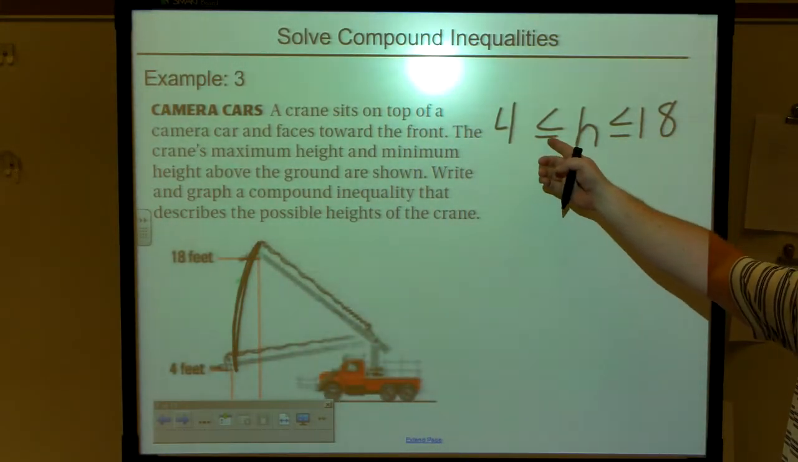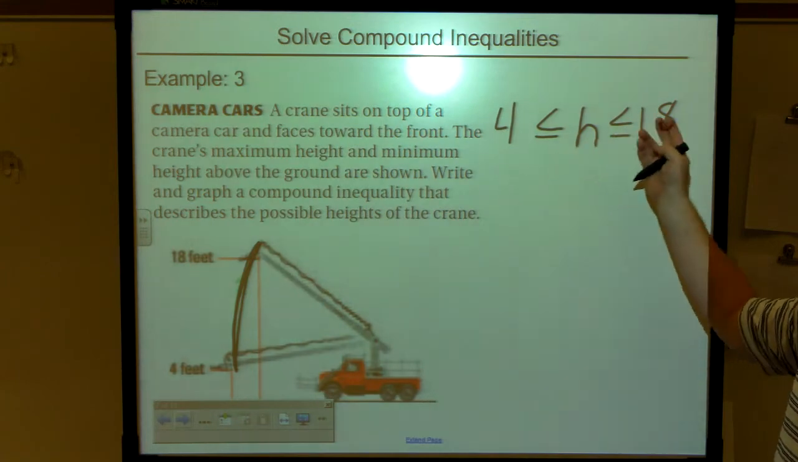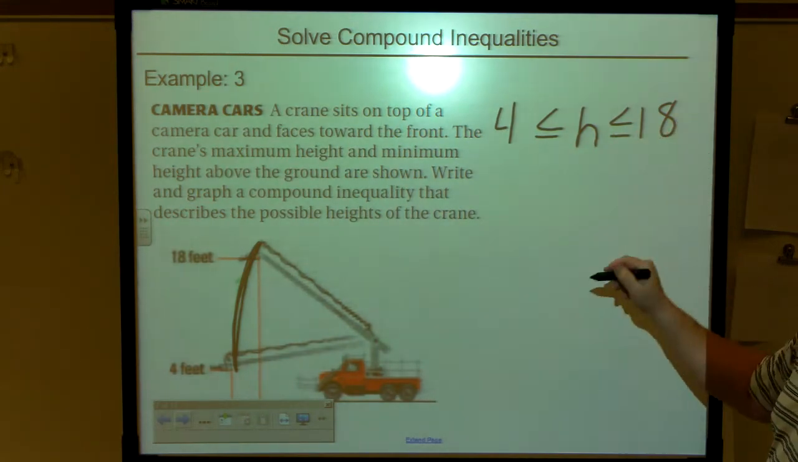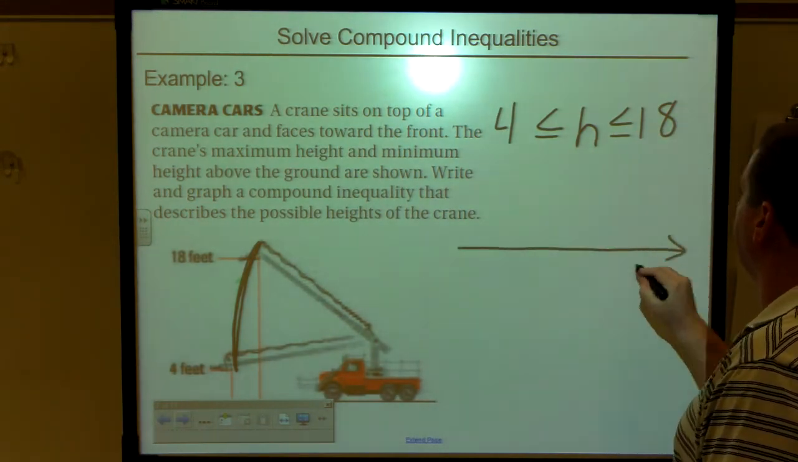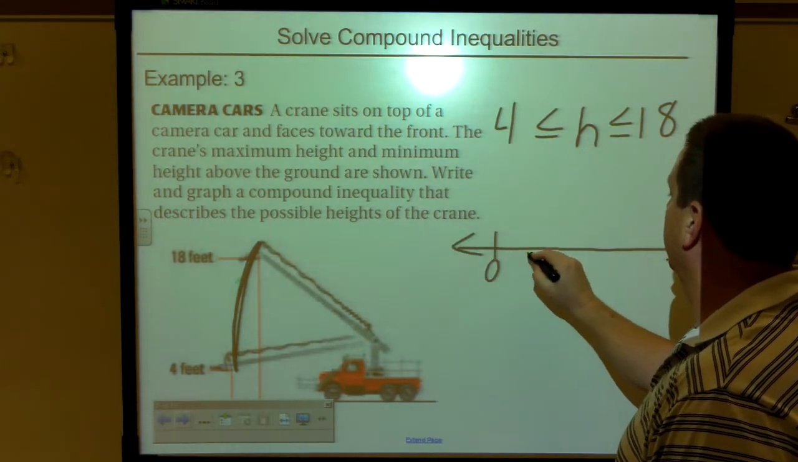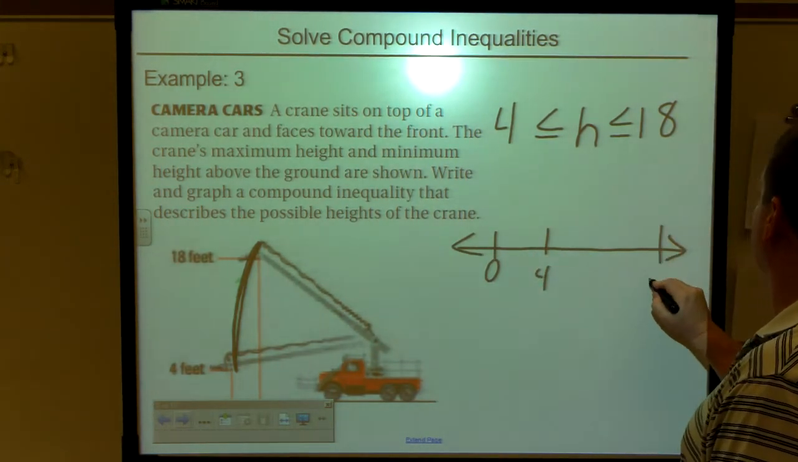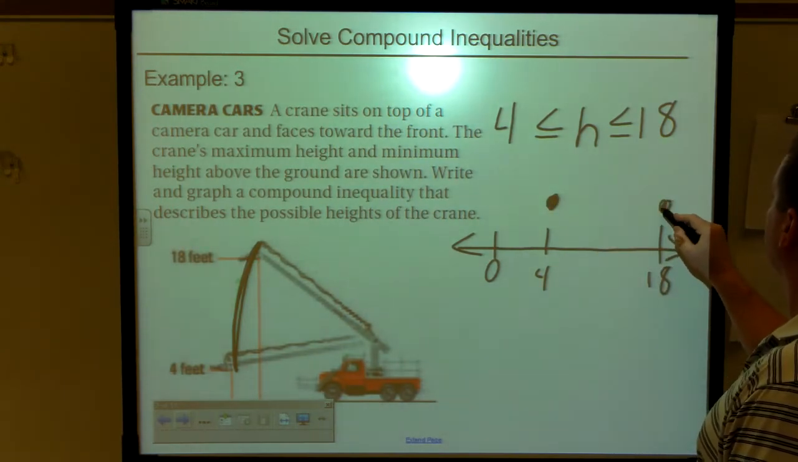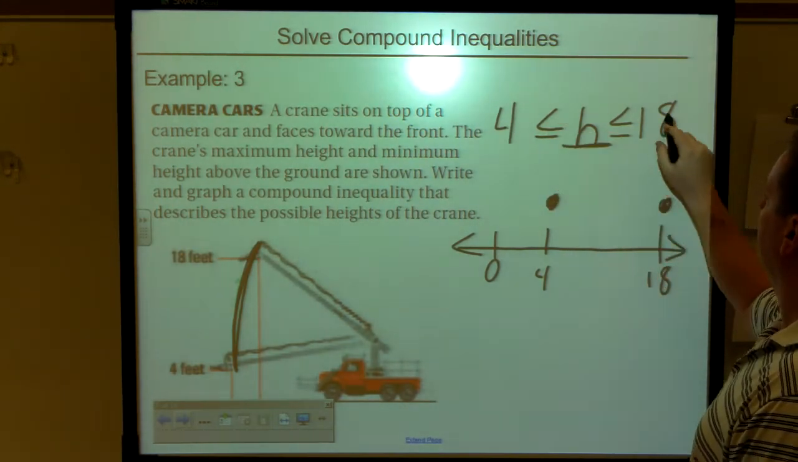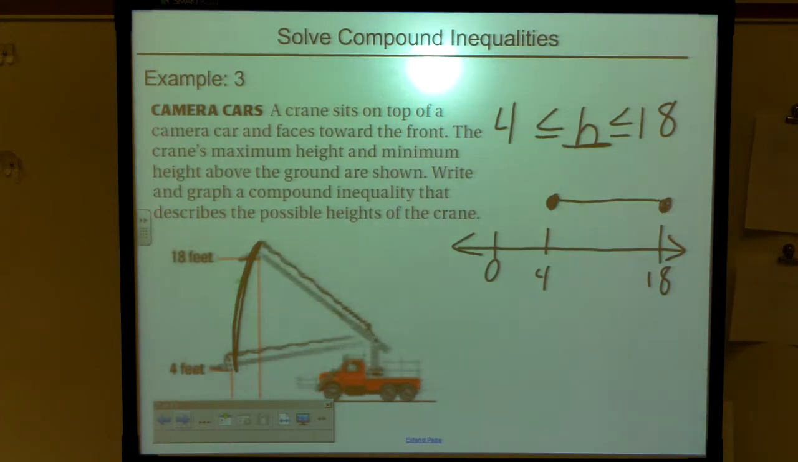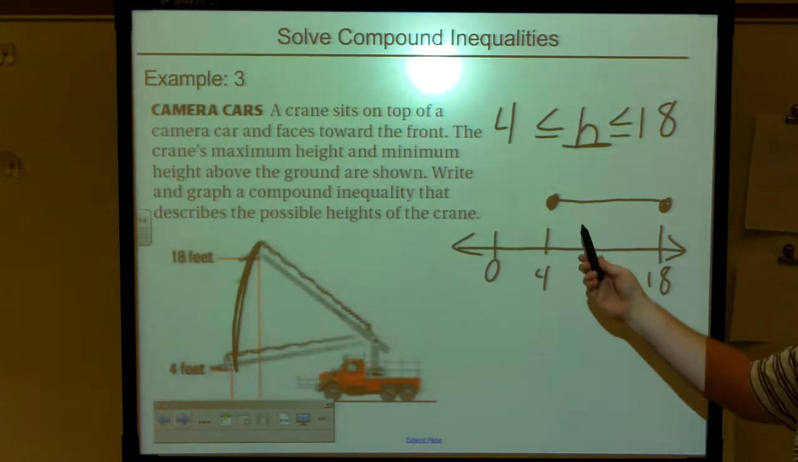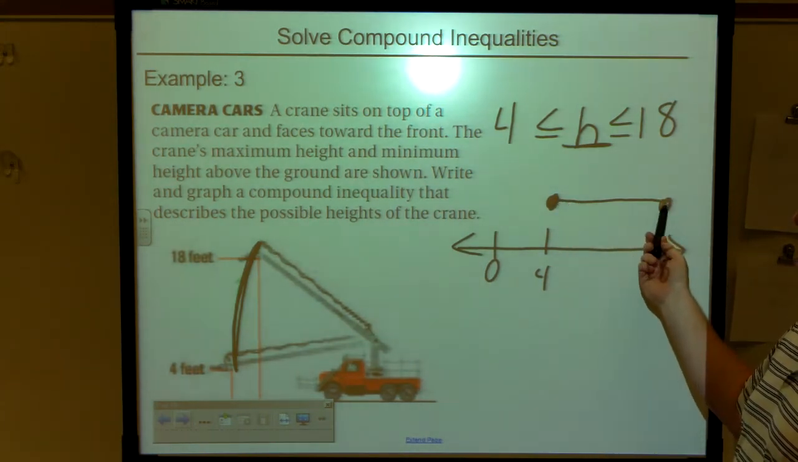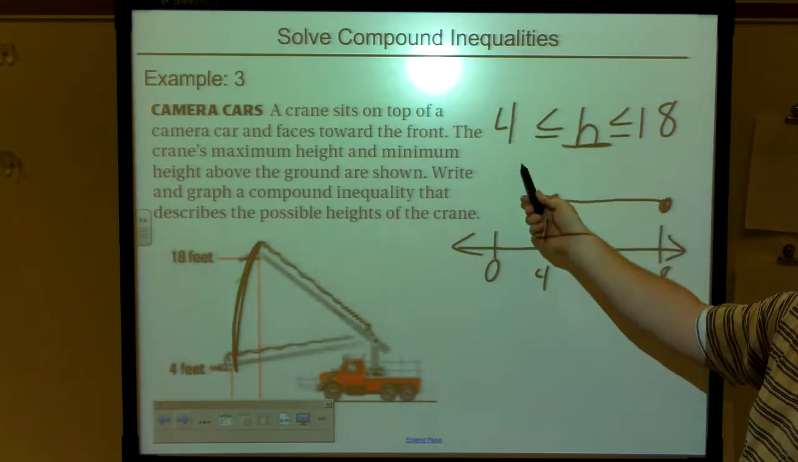And I do have to put an equal to because it does say it can go to 4, and it does say it can go to 18. Go and graph them. This is 0, we'll call that 4, we'll call this one up here 18. I have a closed dot at both points, and since I'm looking for h's that are between them, that's a compound inequality with an and. I want just the parts in between them, which is this graph right here.